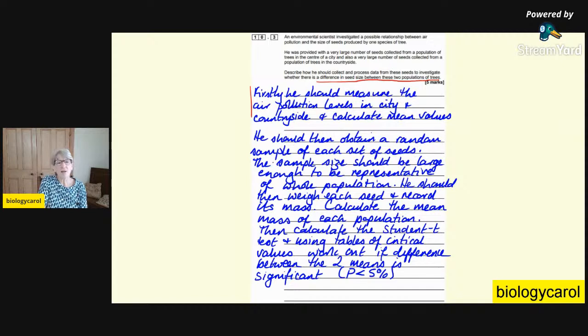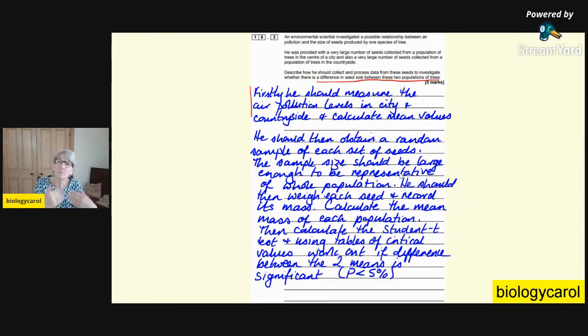He should then obtain a random sample of each set of seeds. And I was tempted, did I need to put more in here? Did I need to say that he scooped out the seeds without looking? I wasn't sure, because that can often be a mark point. The sample size should be large enough to be representative, because I then kind of thought, how do I know how big a number of seeds he should sample? Because it depends on how many seeds he's got in this very large number of seeds.